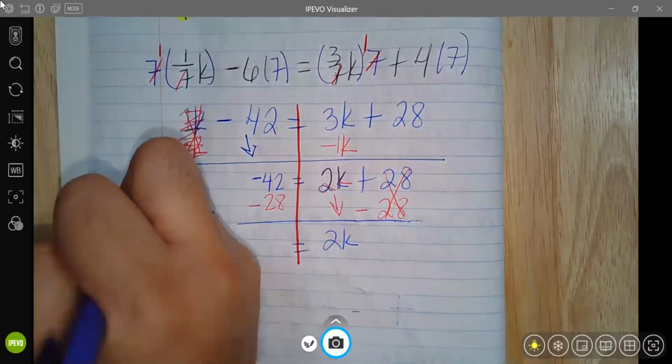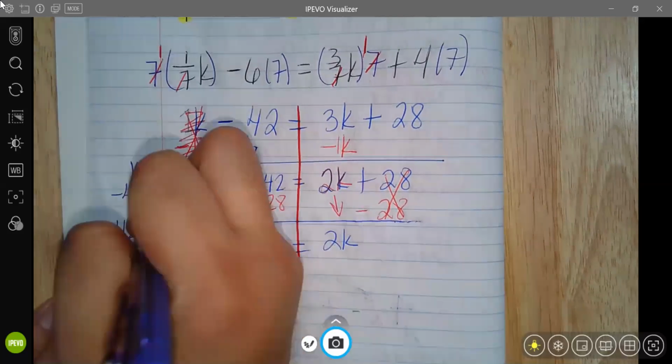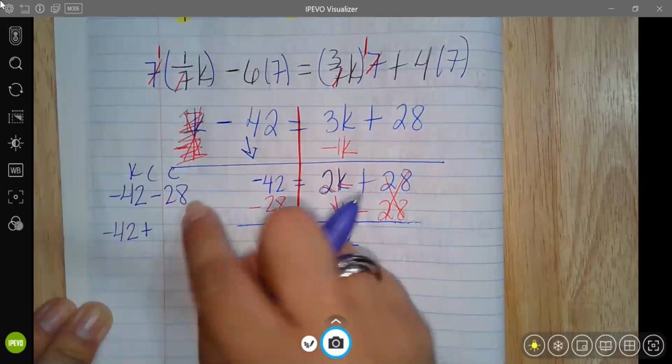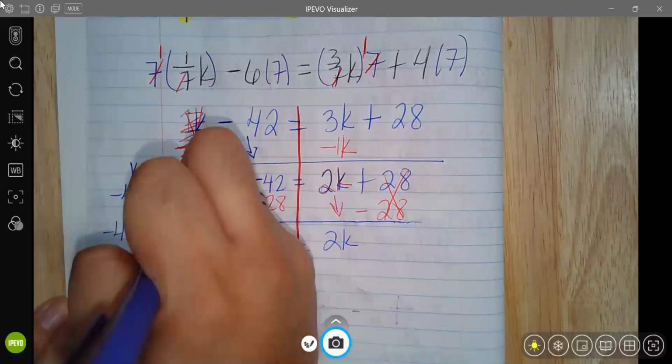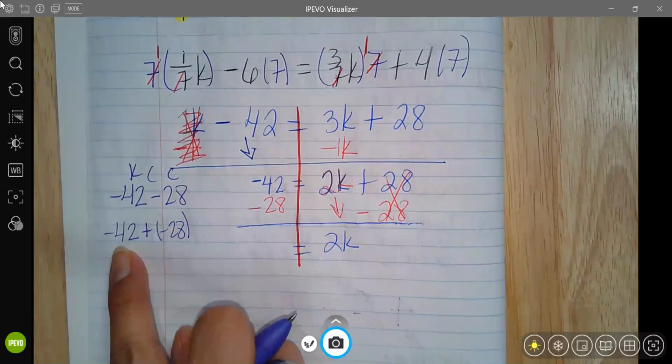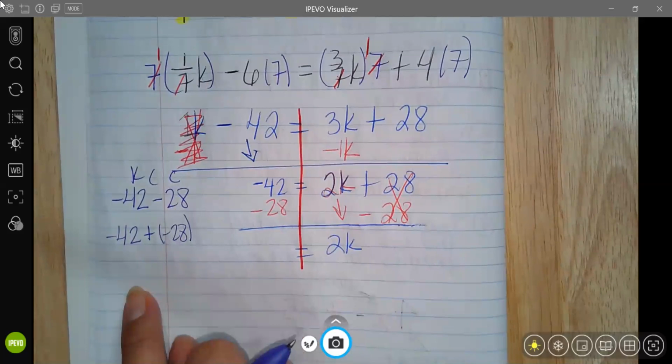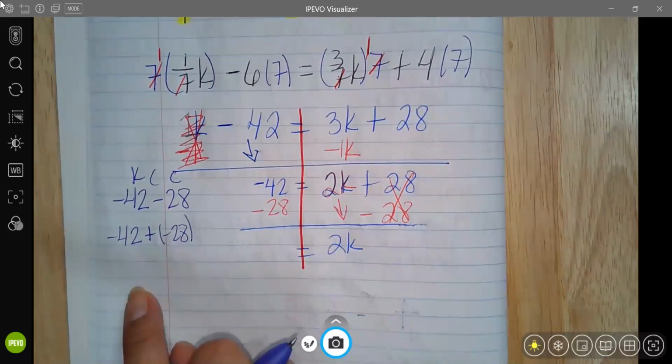So I have negative 42. I change the subtraction to addition, and I change this positive 28 to a negative 28. So this now turns into an addition of rational numbers. Negative 42 plus negative 28. Same signs, we add and keep the sign.